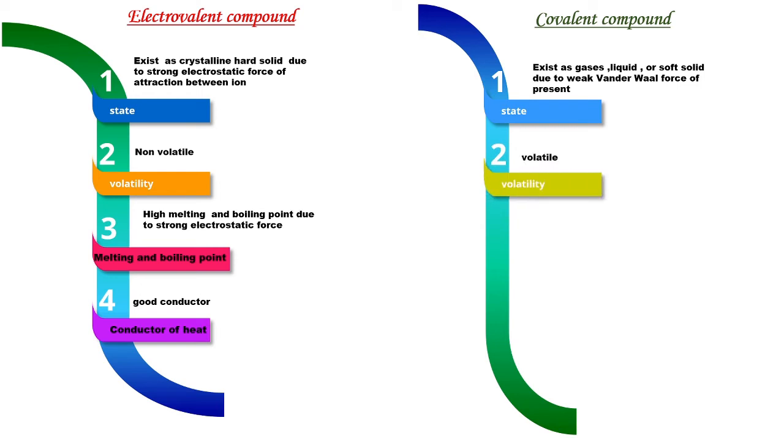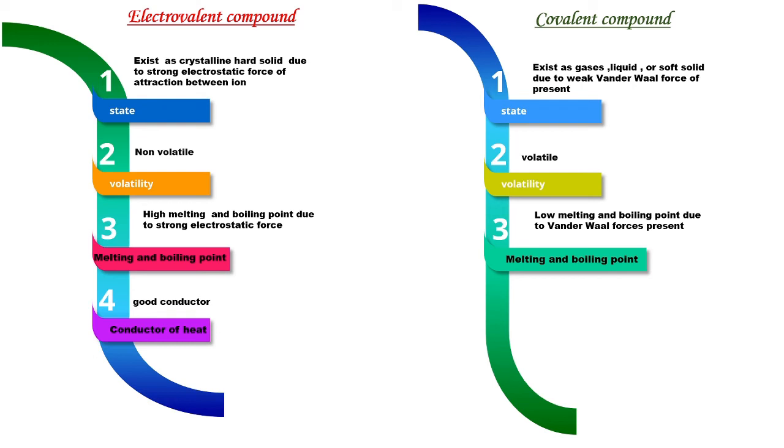Volatility, they are highly volatile. It's just because of the weak van der Waals force present between them, hence lesser energy will be required to change the state of matter. They have a low melting and boiling point because of the weak van der Waals force present between them. Less amount of energy will be required to break this force, and they will easily break down. They are bad conductor or non-conductor of heat because of lack of ions. They have a large amount of molecules present in them.